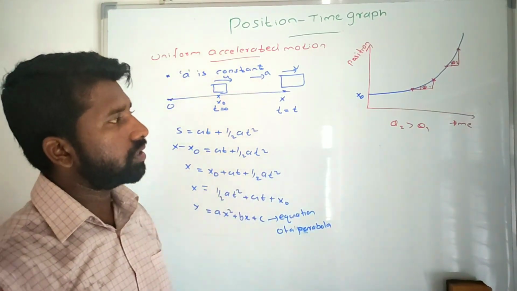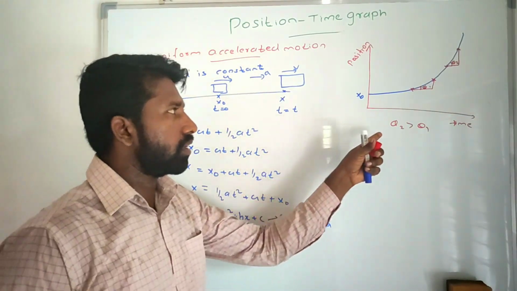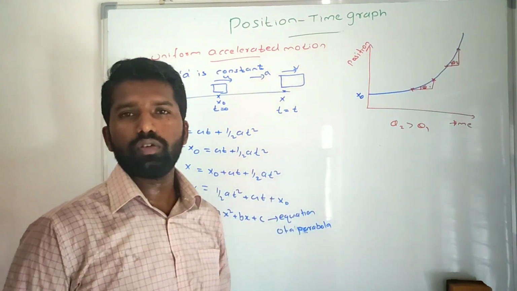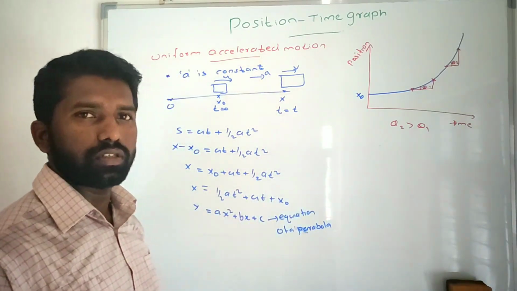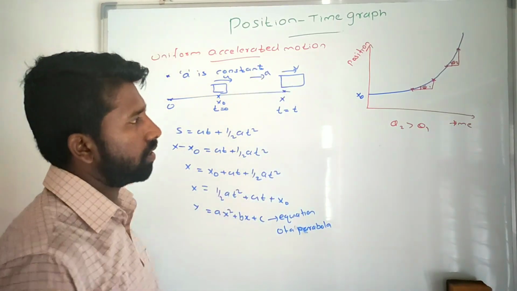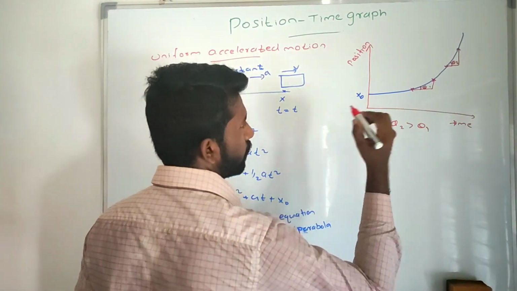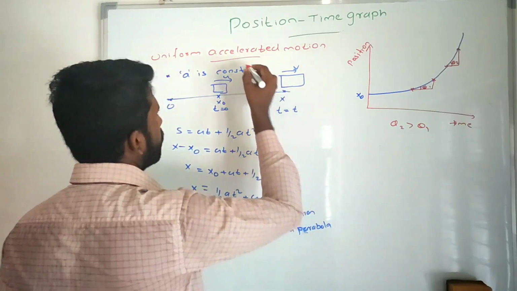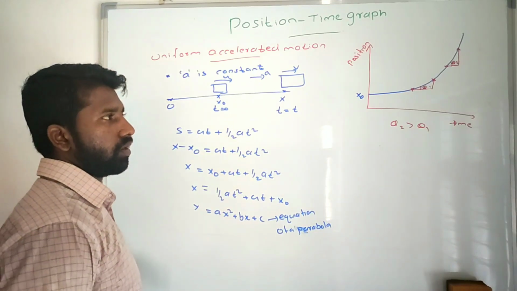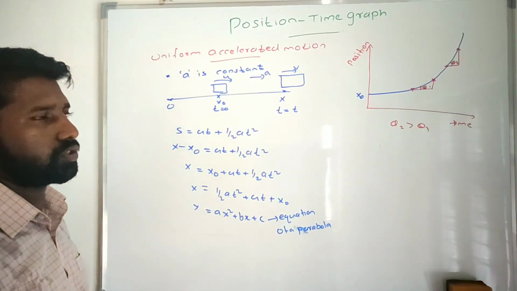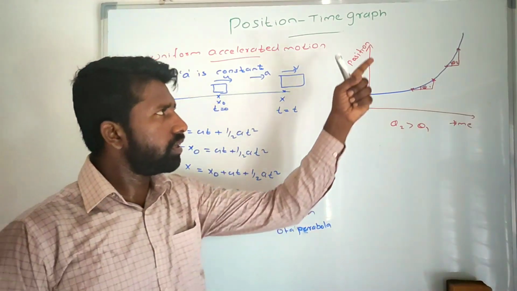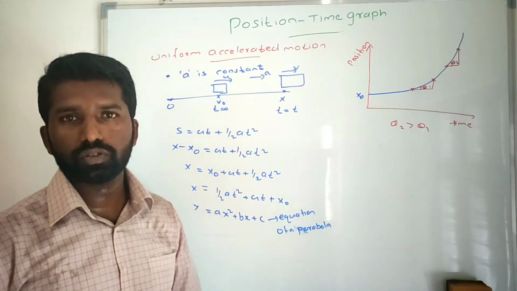So you can see that the graph is an increasing velocity graph. So it is not a uniform motion, but the acceleration is constant because it is a parabola. So this is a non-uniform motion graph. The graph of a uniform accelerated motion is a parabola. Clear?